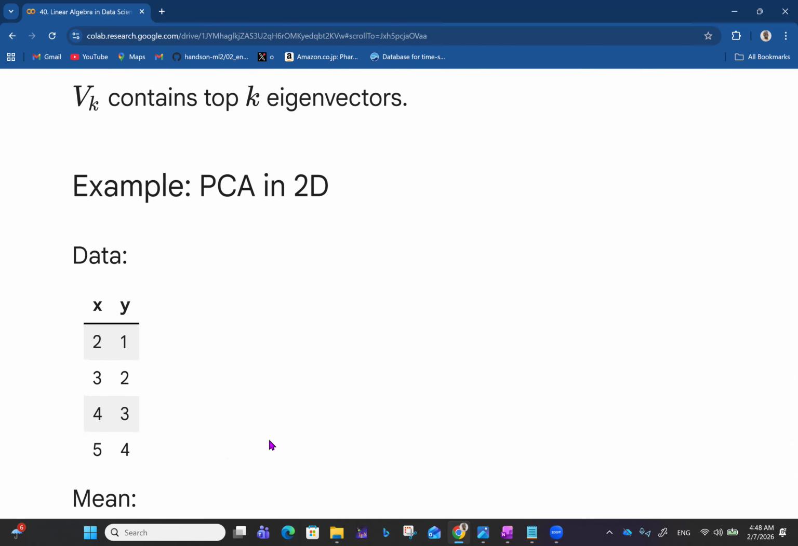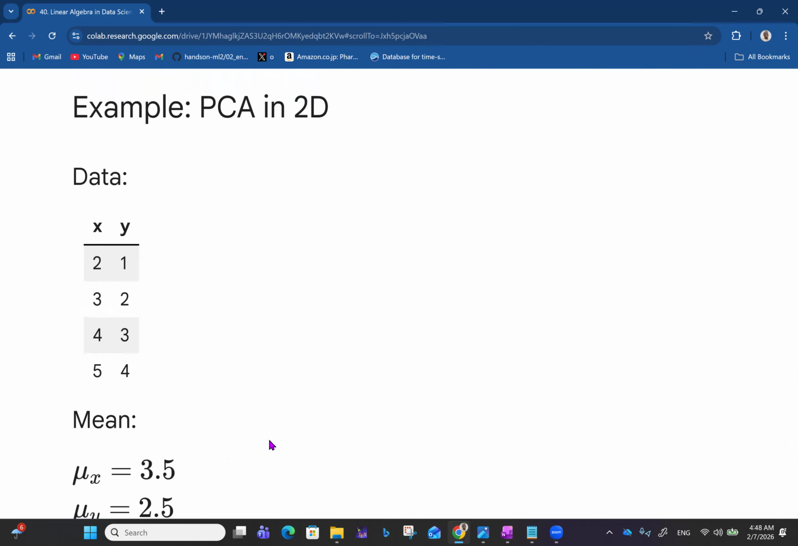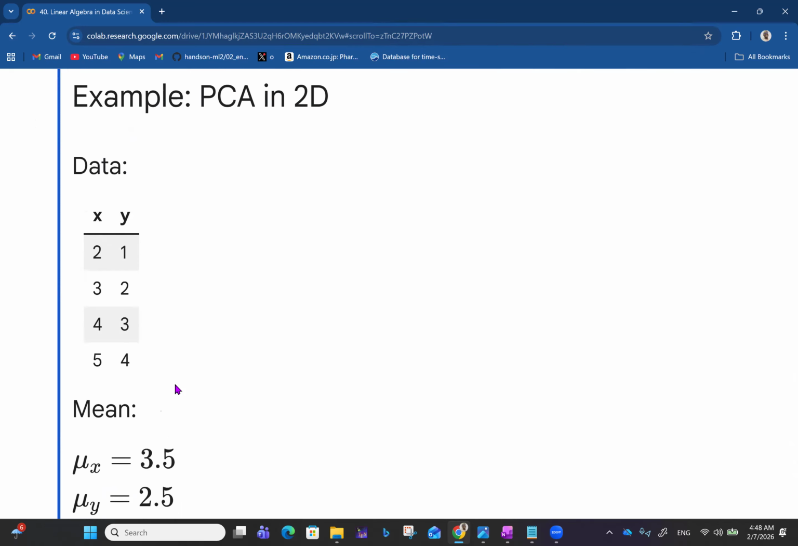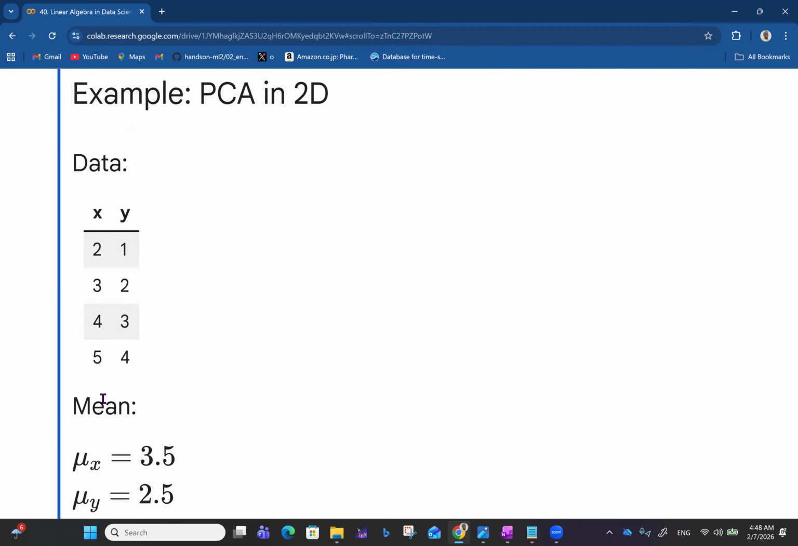So let's look at an example of what PCA does in 2 dimensions. Imagine you have the data (2, 1), (3, 2), (4, 3), (5, 4). So the x values are 2, 3, 4, 5, and all your y's are 1, 2, 3, 4. The average of x is 2 plus 3 plus 4 plus 5, that's 14, divided by 4. That's 3.5. And for y, 1, 2, 3, 4, that's 10, I believe.